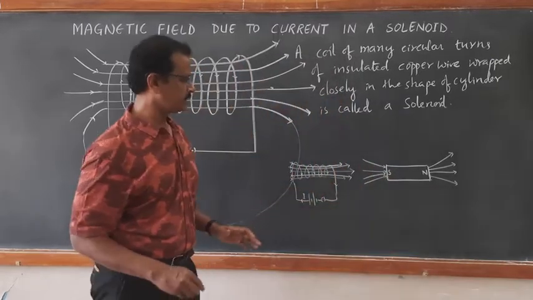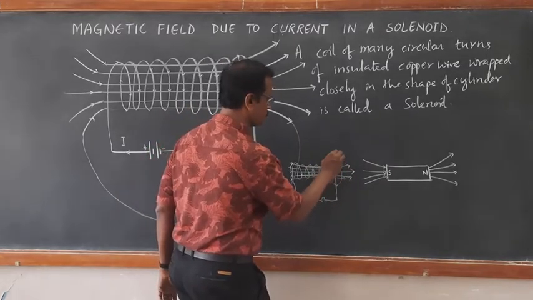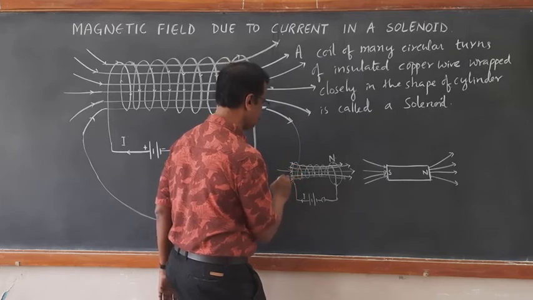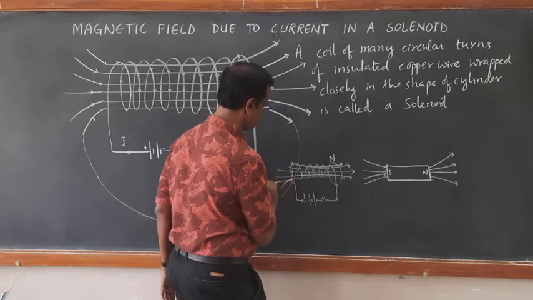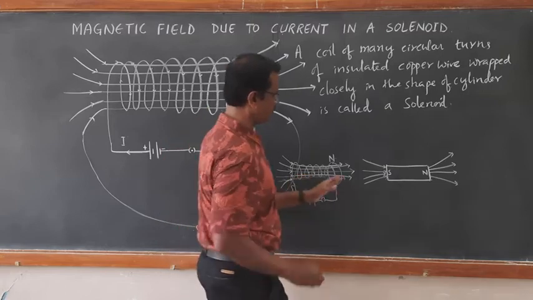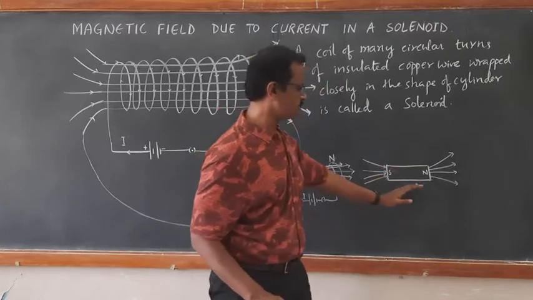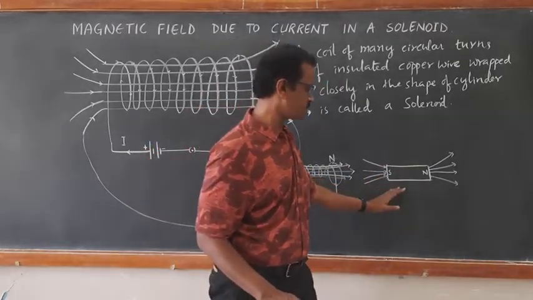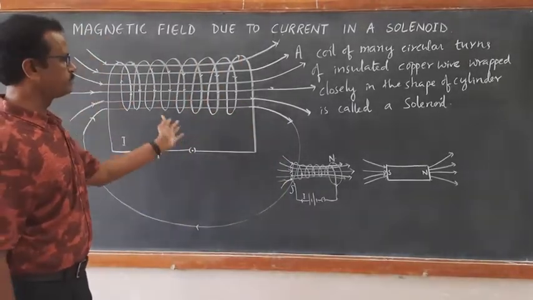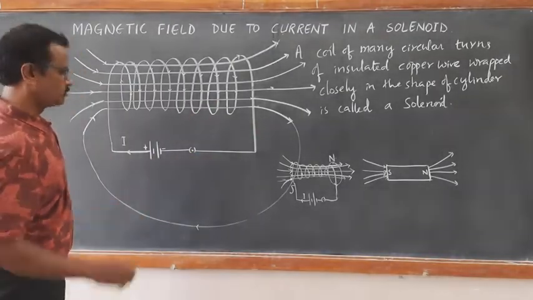Is it not appearing like that? If you look at this particular end, where the magnetic field lines are entering, this end acts as a south pole, and the other end where the magnetic field lines are emerging acts as a north pole. This is in comparison with the pattern of magnetic field lines drawn for a bar magnet. So a solenoid carrying current also behaves like a bar magnet.